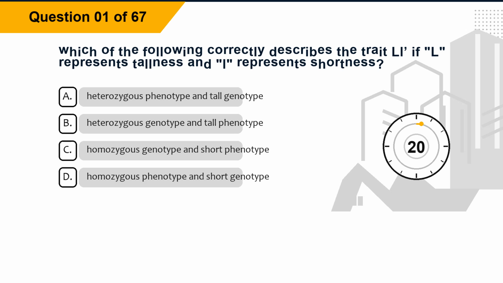Question 1. Which of the following correctly describes the trait LL, if L represents tallness and l represents shortness? Option A, heterozygous phenotype and tall genotype. Option B, heterozygous genotype and tall phenotype. Option C, homozygous genotype and short phenotype. Option D, homozygous phenotype and short genotype.